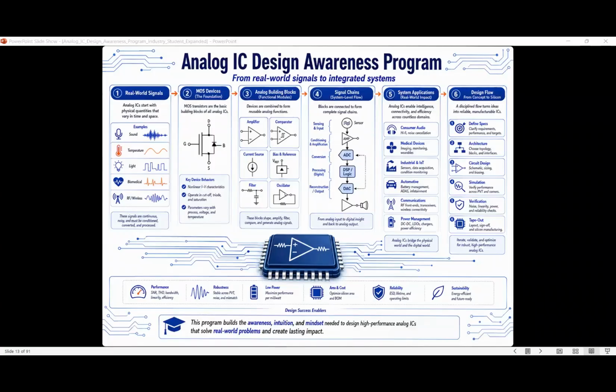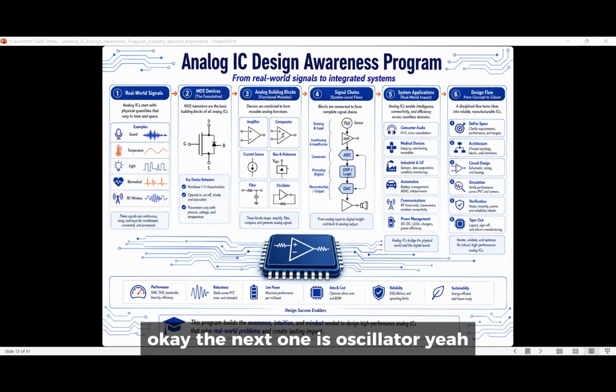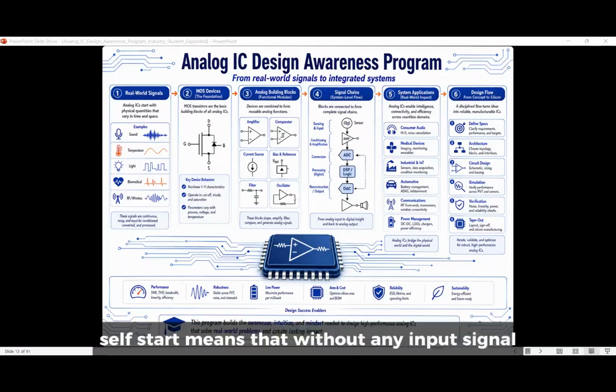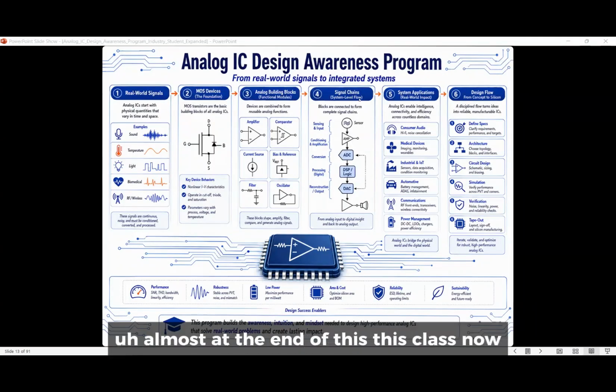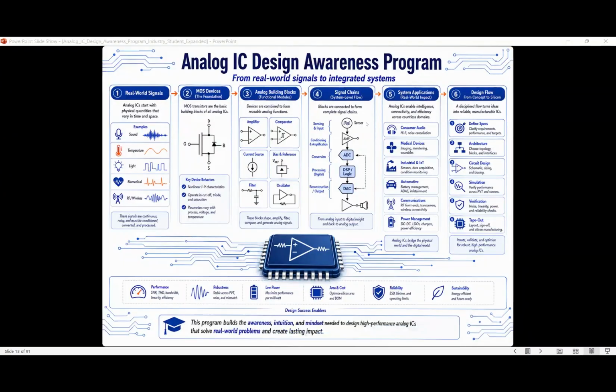Okay, the next one is the oscillator. An oscillator is a self-starting circuit. Self-starting means that without any input signal, the circuit can operate by itself. Yeah, this is the oscillator. We will study this almost at the end of this class.